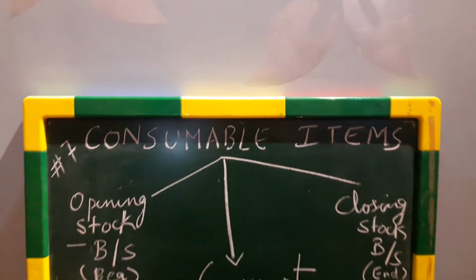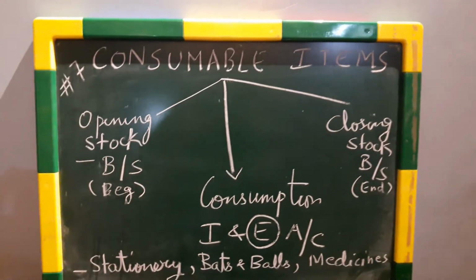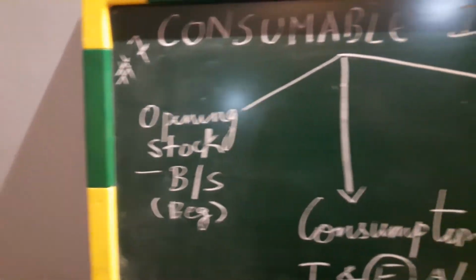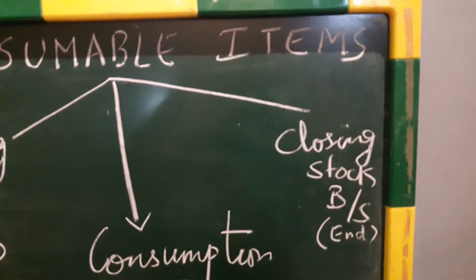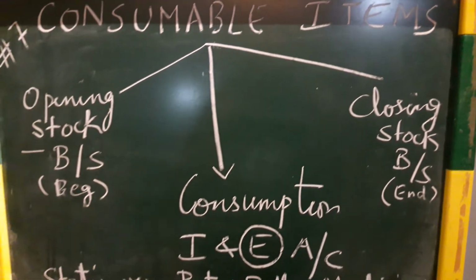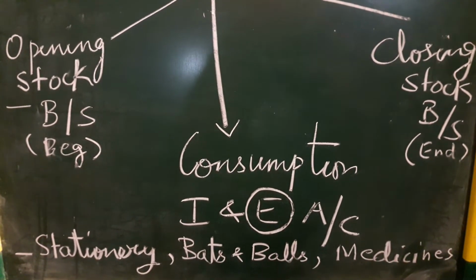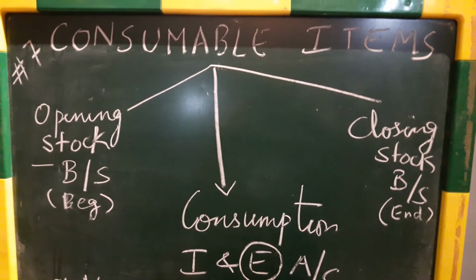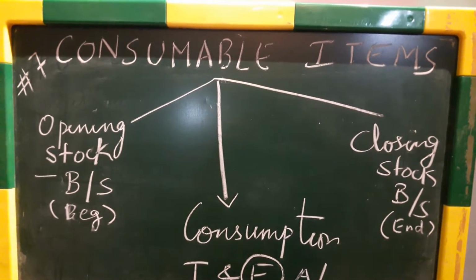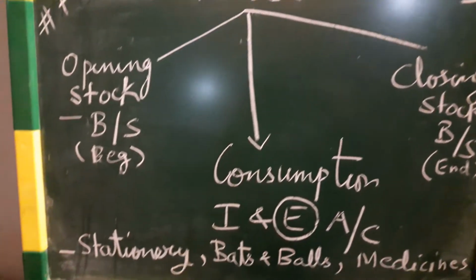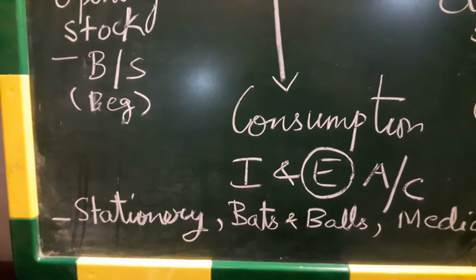Sometimes an asset may be so small that you may have an opening stock of it, you may have a closing stock of it, and some of the items you may have consumed during the year. Now, what to do in these consumable items? Before I explain that, let me give you examples of consumable items.